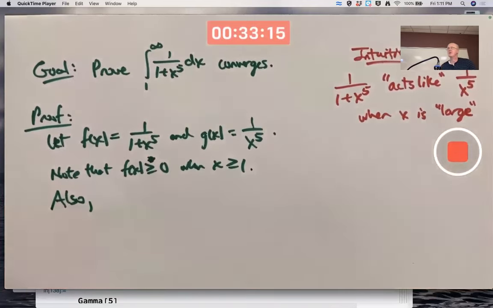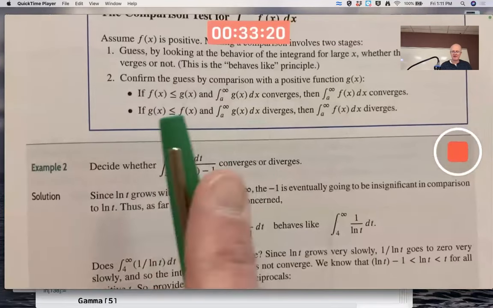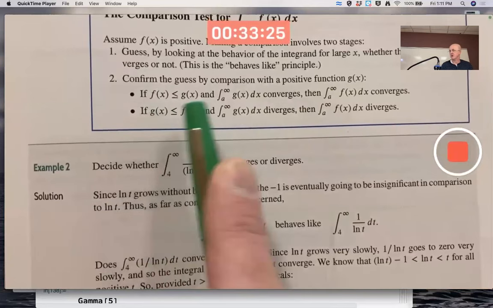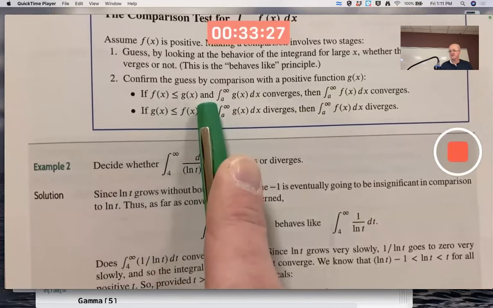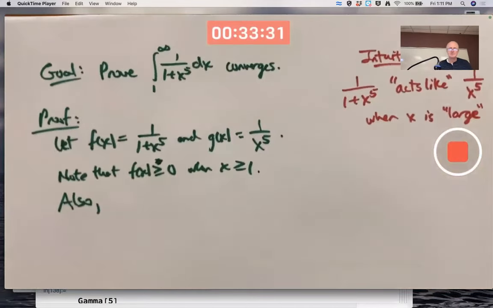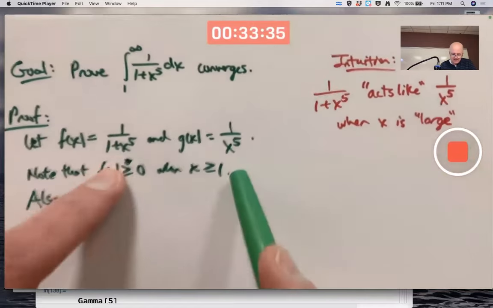What's the next thing to do? In order to use this first bullet, the next thing to do is verify f of x is always less than or equal to g of x. The graph of f is always below the graph of g. Is that the case here? Yeah, think about it.